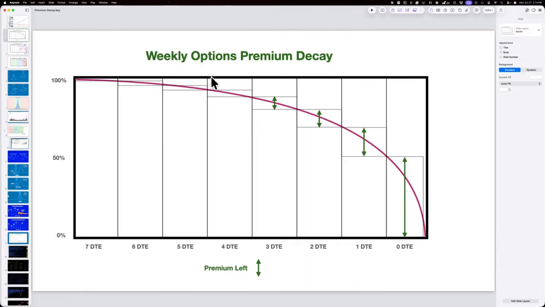So the chart that I'm showing you here is a very normalized view of what that premium decay looks like. In reality, that decay is a little bit more choppy than this. It's like up and down. But when it gets down to that last day, it is definitely going to zero.